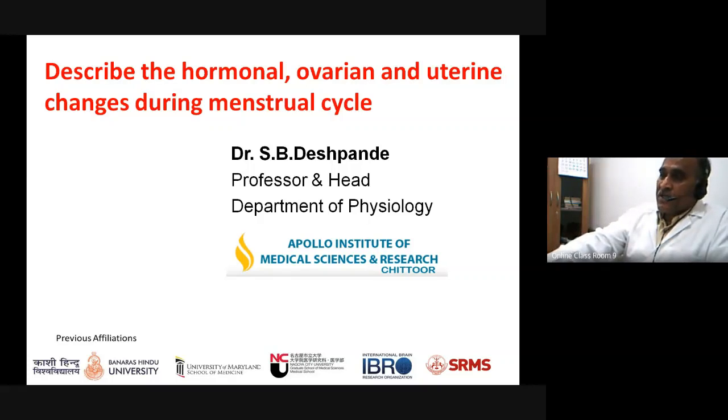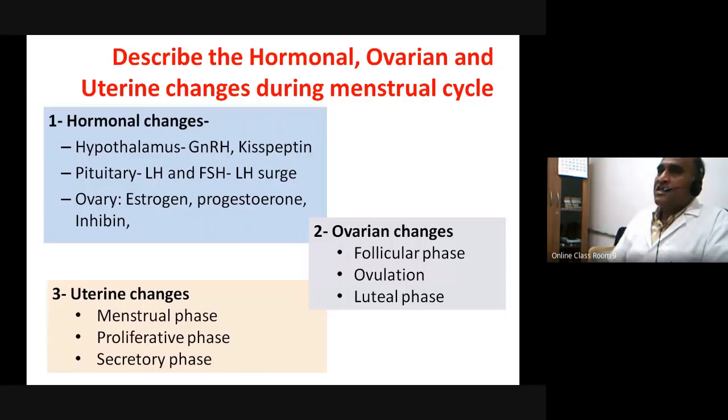So we move on. So here is the same thing I have split up. Describe the hormonal, ovarian, and uterine changes during menstrual cycle. What I am doing here, I have split into three components: 1, 2, and 3. 1 is hormonal changes.